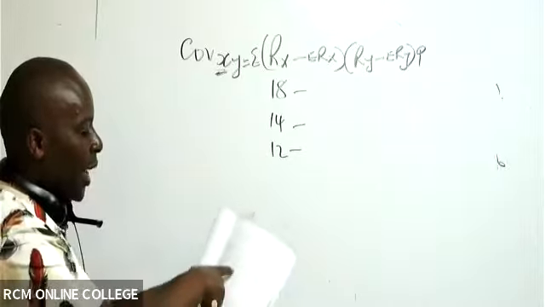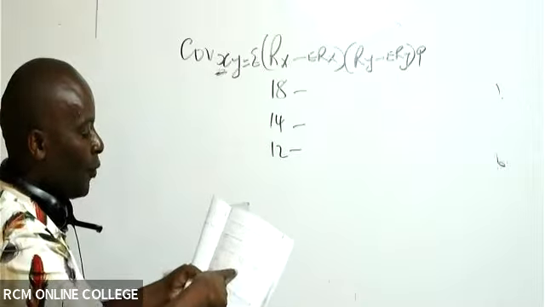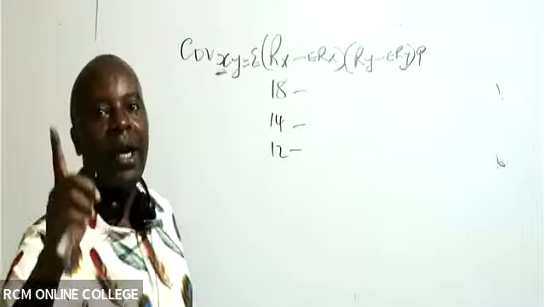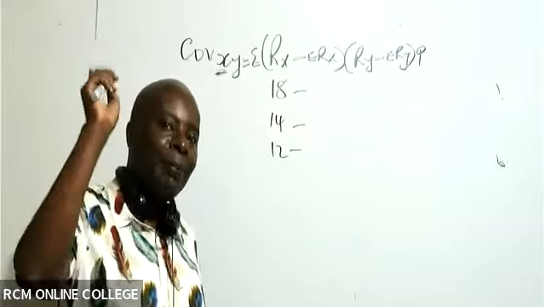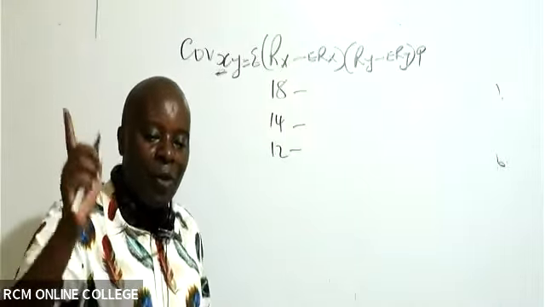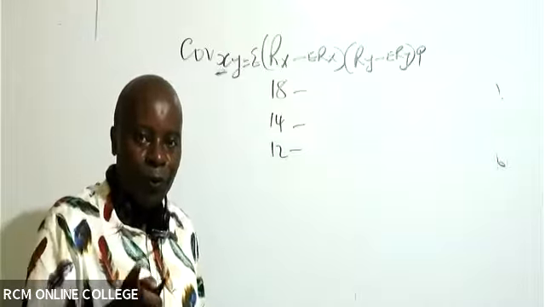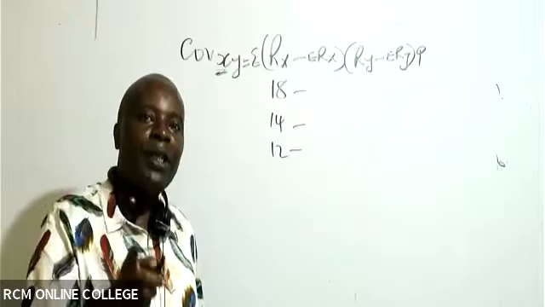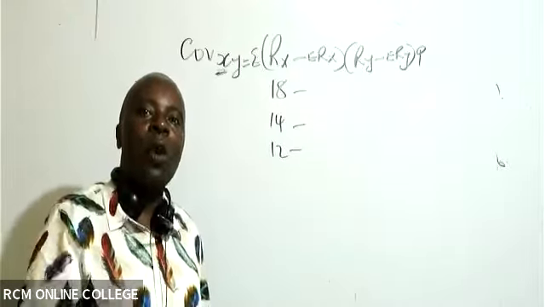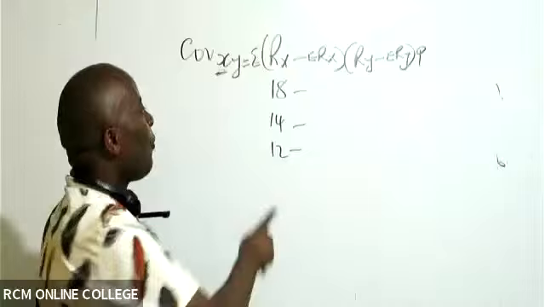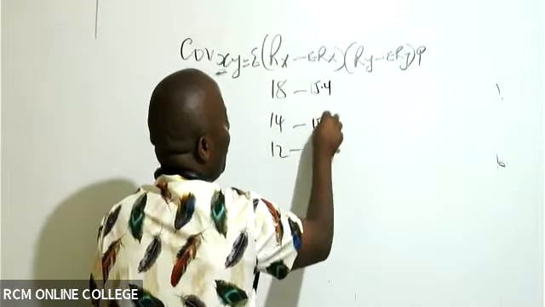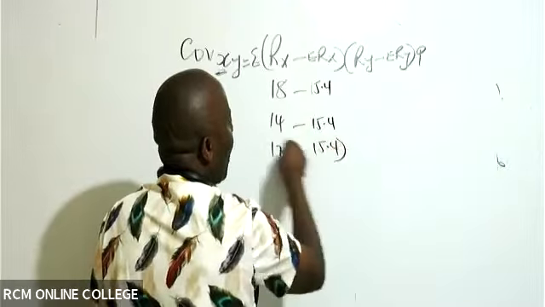Those three are the actual returns: 18, 14, and 12. The expected return of X is the mean return, which we already got up there. If I remember very well, it was 15.4. What do you know about averages? The average will not keep on changing, so the 15.4 will be constant: 15.4, 15.4, like that.